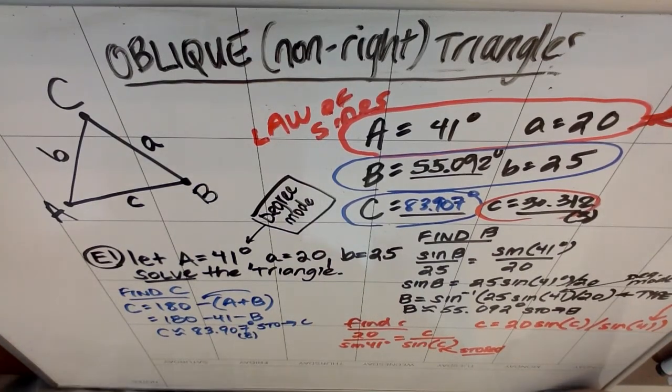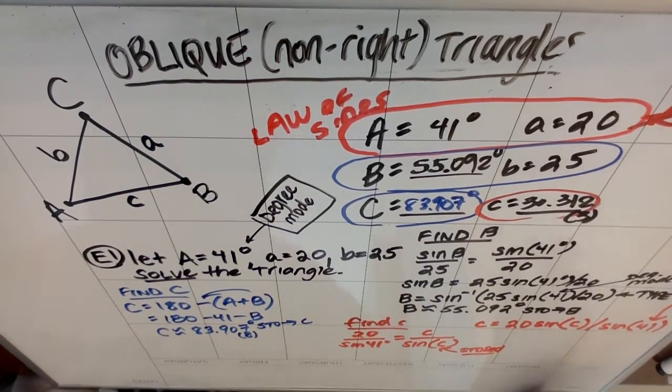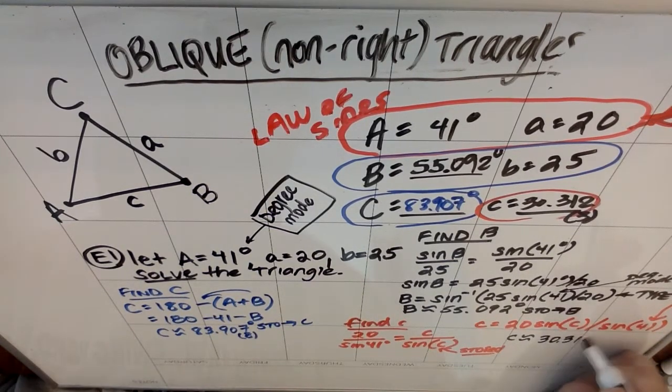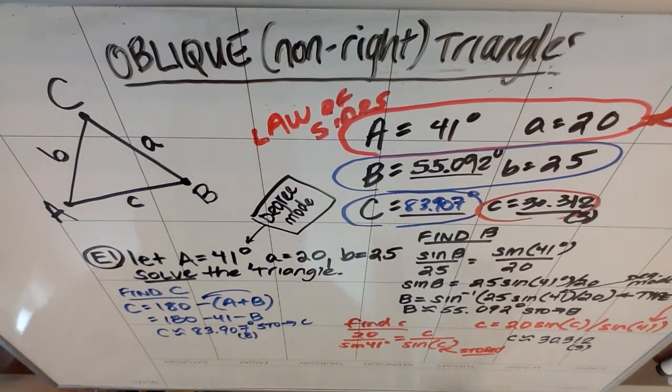So a couple things to notice. First thing is I didn't store this, and the reason I didn't store this is because my little c is my last value that I'm trying to find. So although it is also approximate, it doesn't matter because I don't need it again. So I'm not going to bother to store it.